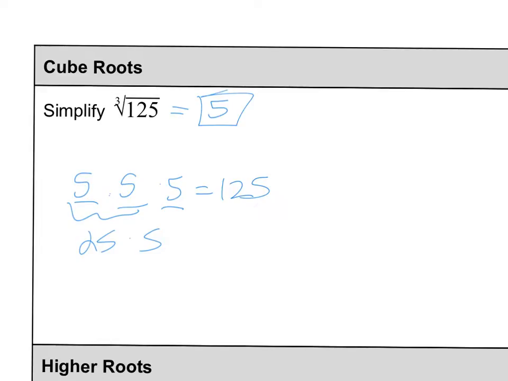And then again, the trick is just to find a number that multiplies by itself 3 times to land on the number that's underneath. So just a small extension of the square root idea, just more times.